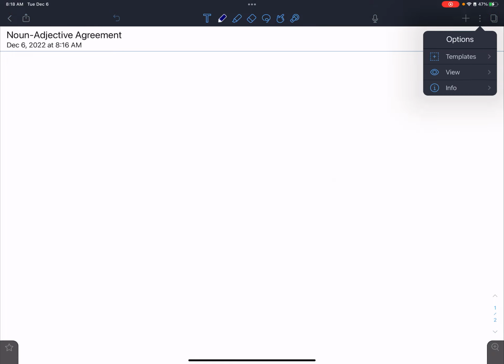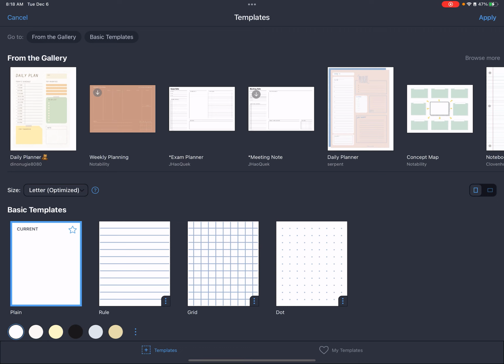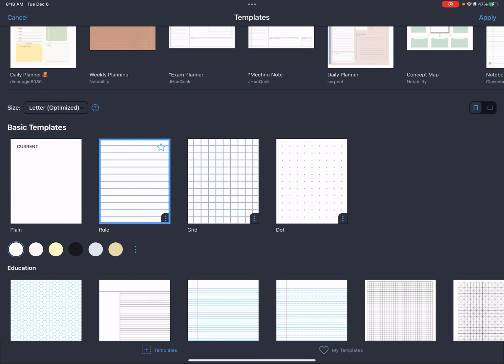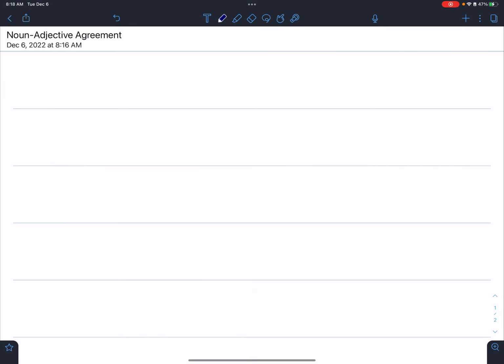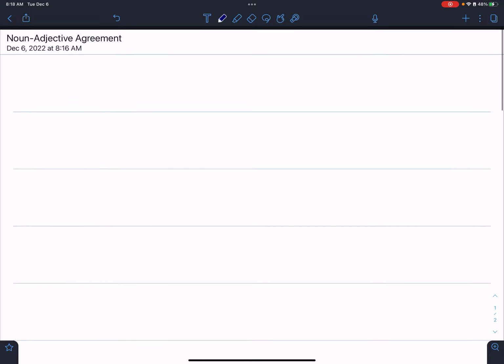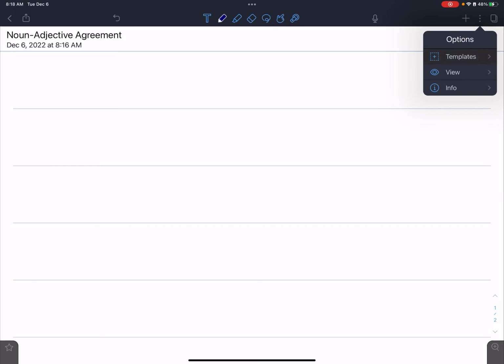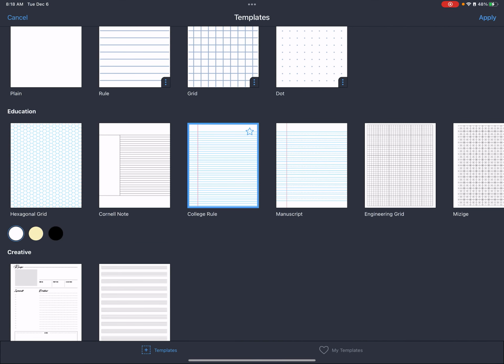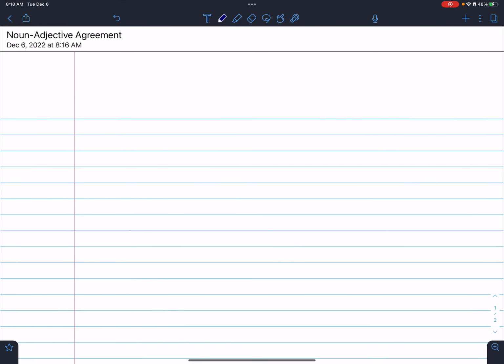And we want some lines here. Those are big lines. Why are they so big? Okay.